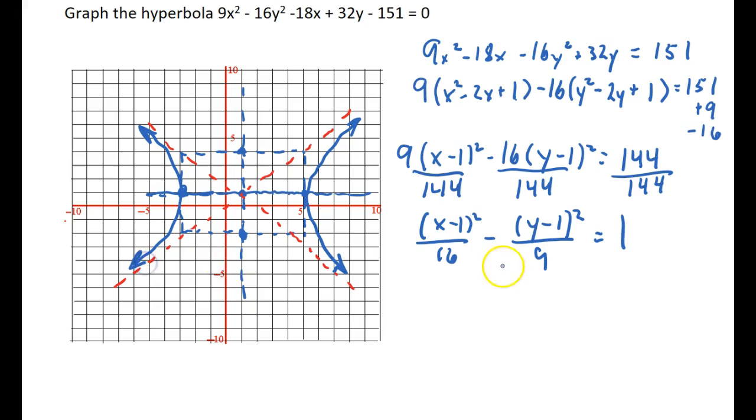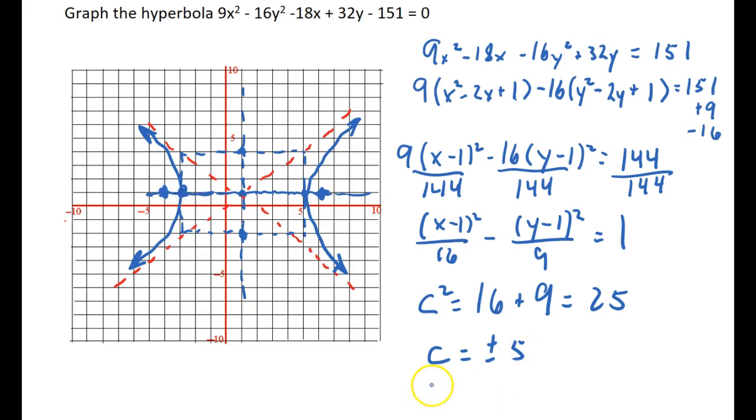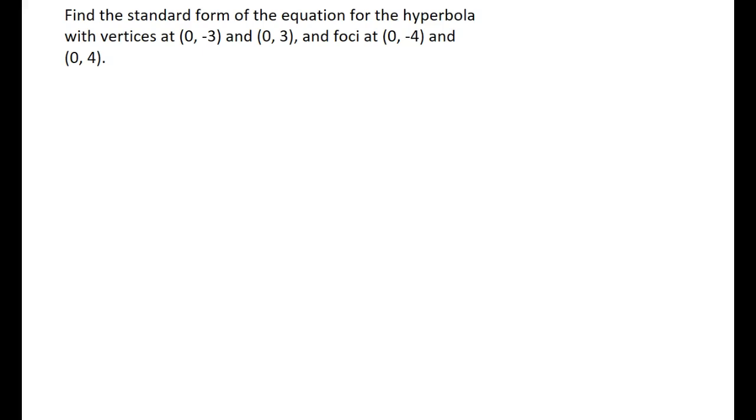And last thing, let's locate our foci. So that's going to be c squared equals 16 plus 9, which is 25. So c is plus or minus 5. So from my new center, I'm going to go out 1, 2, 3, 4, 5. There's 1. 1, 2, 3, 4, 5. There's the other. So our foci are at negative 4, comma 1, and 6, comma 1. And that's it.